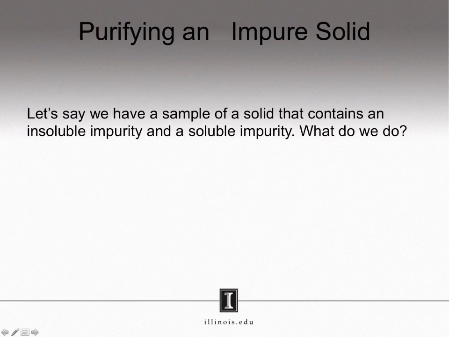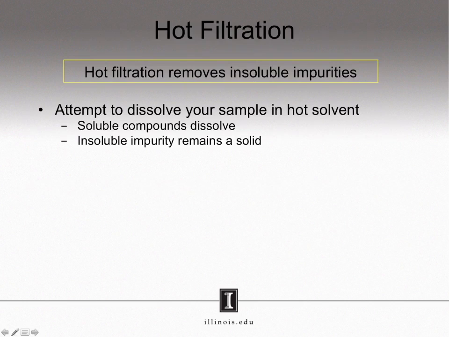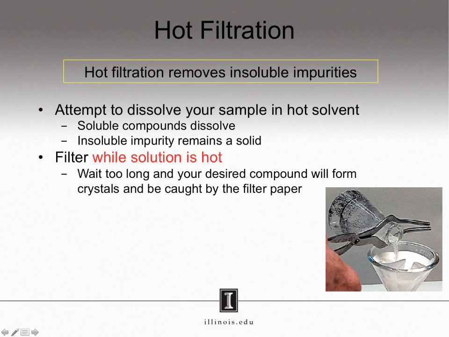Let's say we have a sample of a solid that contains both an insoluble impurity and a soluble impurity. What do we do in order to purify our solid? The first thing we do is remove the insoluble impurity through a hot filtration. When removing an insoluble impurity, you attempt to dissolve all of your sample in hot solvent. What will happen is your desired compound will dissolve, as well as any soluble impurities. The insoluble impurity, however, because it is insoluble, will not dissolve and will remain a solid. You will then perform a hot filtration.